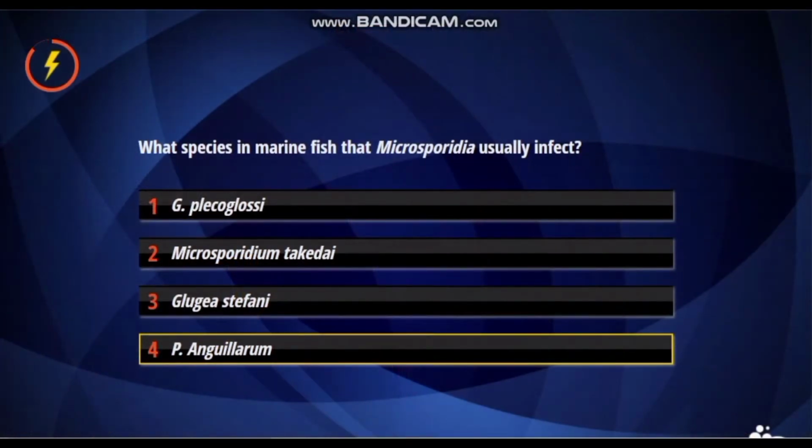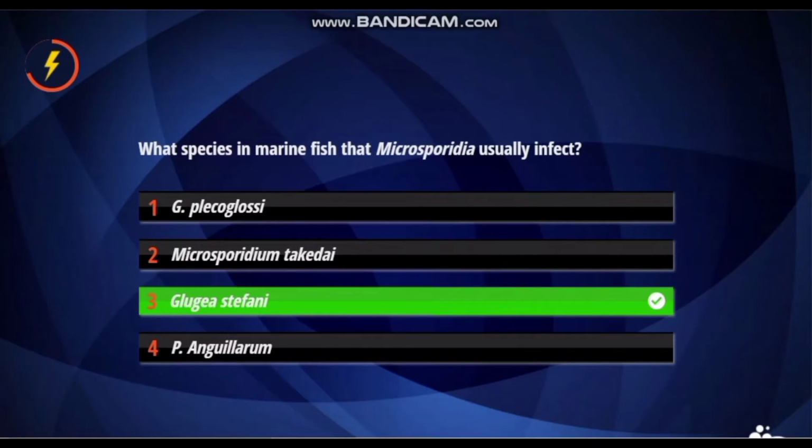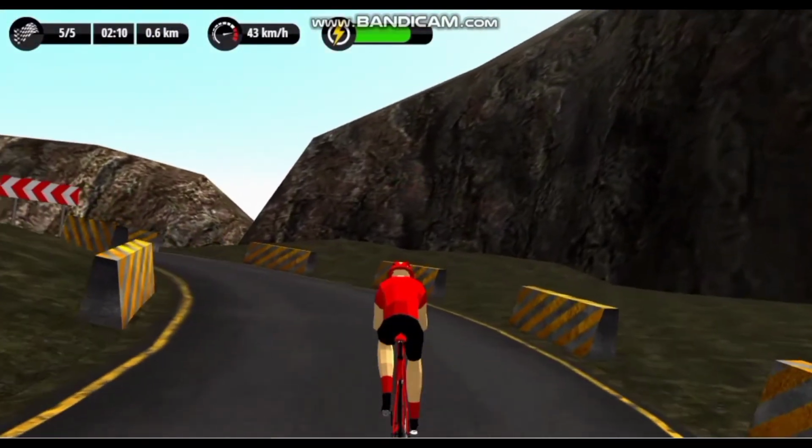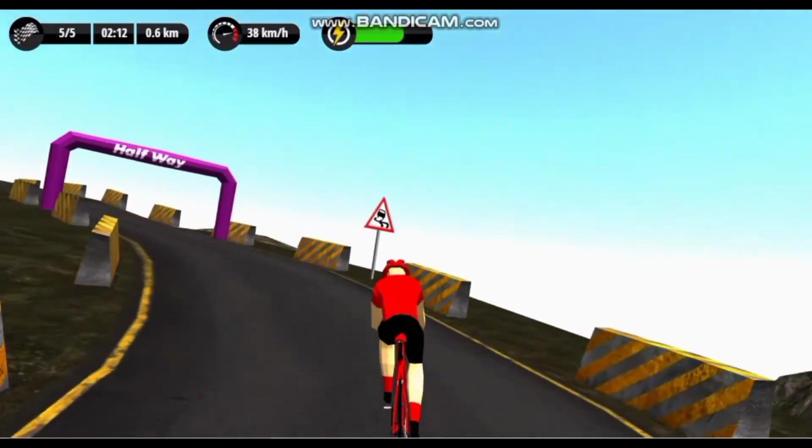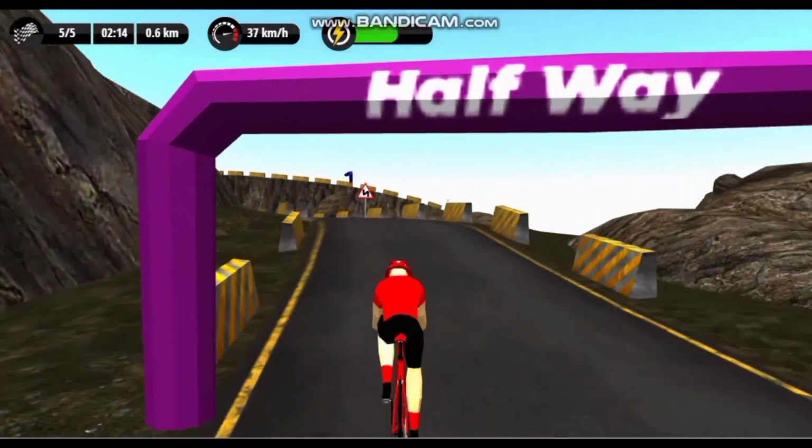Question 5. What species in marine fish does Microsporidia usually infect? The answer is Glugea stephani. This is because the species in marine fish that Microsporidia usually infect are Glugea stephani and Pleistophora ehrenbaumi.